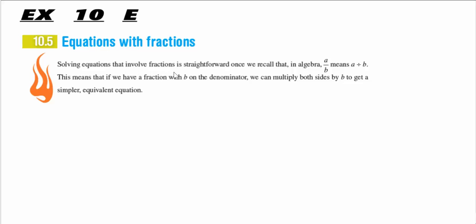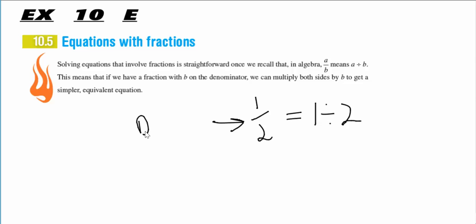Solving equations that involve fractions is straightforward once we recall that in algebra, whenever you see a fraction like this, the a over b actually means divide. So anytime you see one, even when you've got 1/2, 1 over 2, that still means 1 divided by 2. So that line just means division. This means that if we have a fraction with b on the denominator, we can multiply that b to the other side, as I've already shown you in exercise 10D.